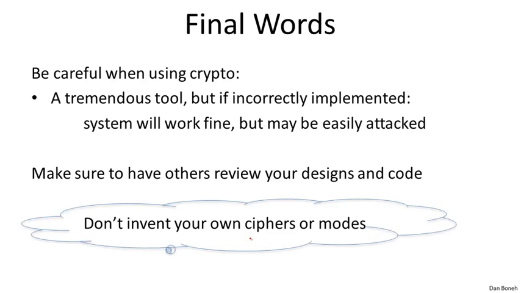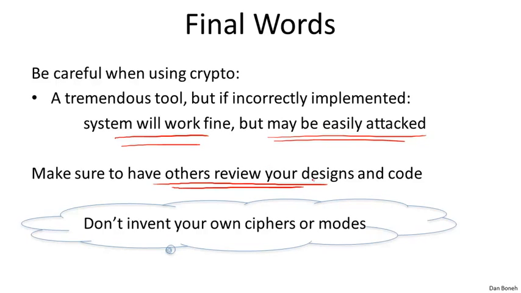So my final words, of course, remember my main message from this class, in that crypto is a tremendous tool, but you should always be careful when you use it. If you implement crypto incorrectly, the system will work perfectly fine. There will be no way to tell that anything is wrong, except when an attacker tries to attack the system, it might be easily breakable. And so crypto is one of these things where a little bit of knowledge is quite dangerous. It's quite important to make sure you get the implementation correctly. And one way to do that is to make sure that other people always review your code and your designs to find any bugs in the crypto implementation, or maybe even more general bugs in the system design.